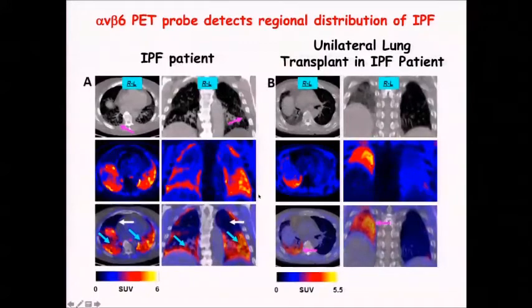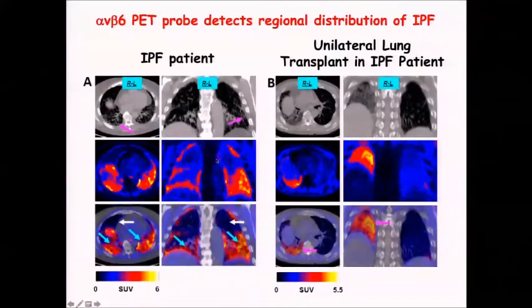And this is a PET probe that's based on a modified peptide that binds with very high affinity to the alpha V beta 6 integrin. So this is a CT scan of a patient with idiopathic pulmonary fibrosis, where fibrosis is usually relatively peripheral and at the bases. And this is the alpha V beta 6 PET probe that lights up the most severely affected regions and leaves the normal apical region of the lung relatively silent.